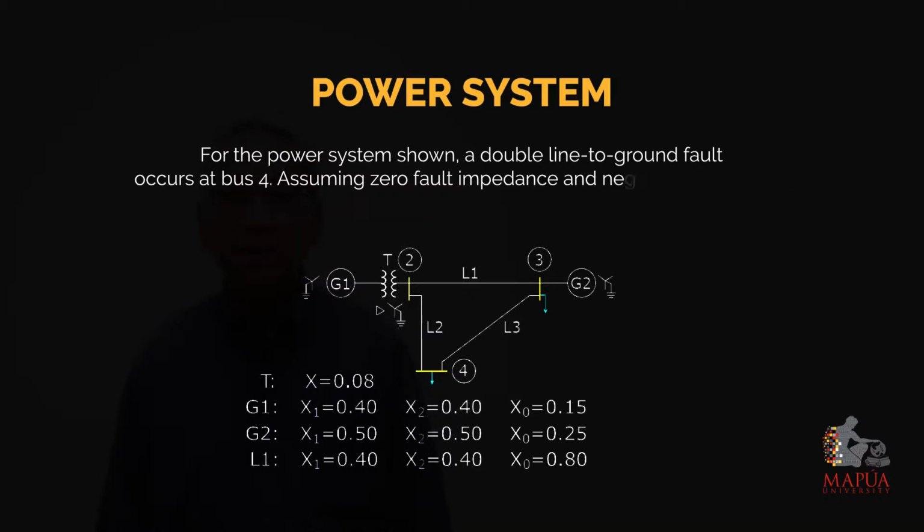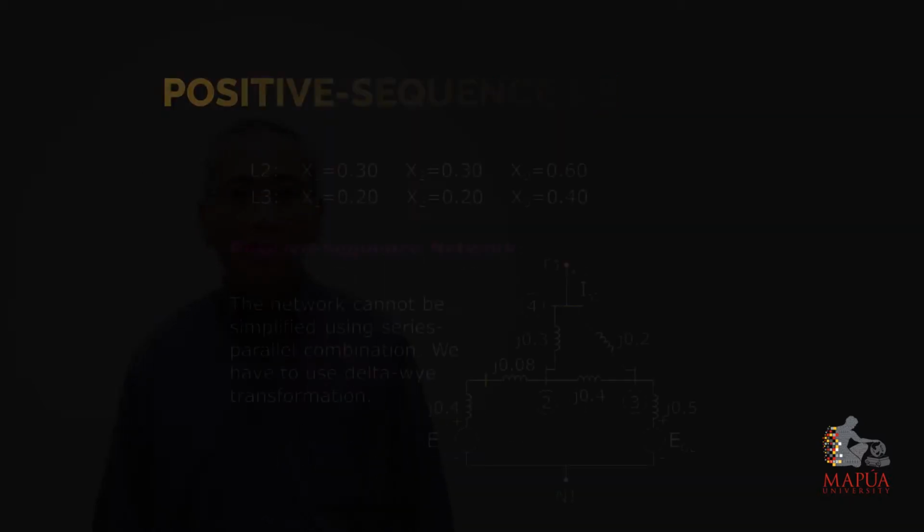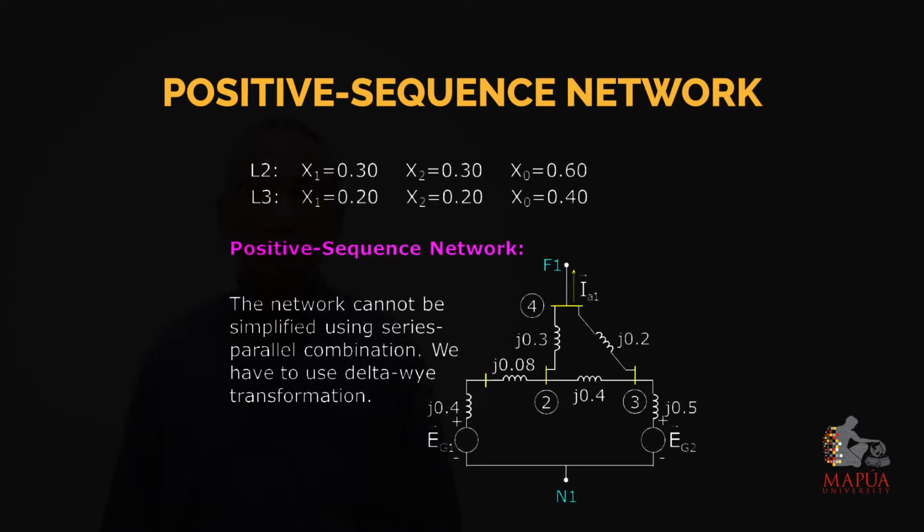For transmission line L1, the reactances X1 and X2 are equal, and X0 is equal to 0.80. For transmission line L2, X1 and X2 are equal, and X0 is equal to 0.6. Transmission line L3, X1 and X2 are equal, and X0 is equal to 0.4.